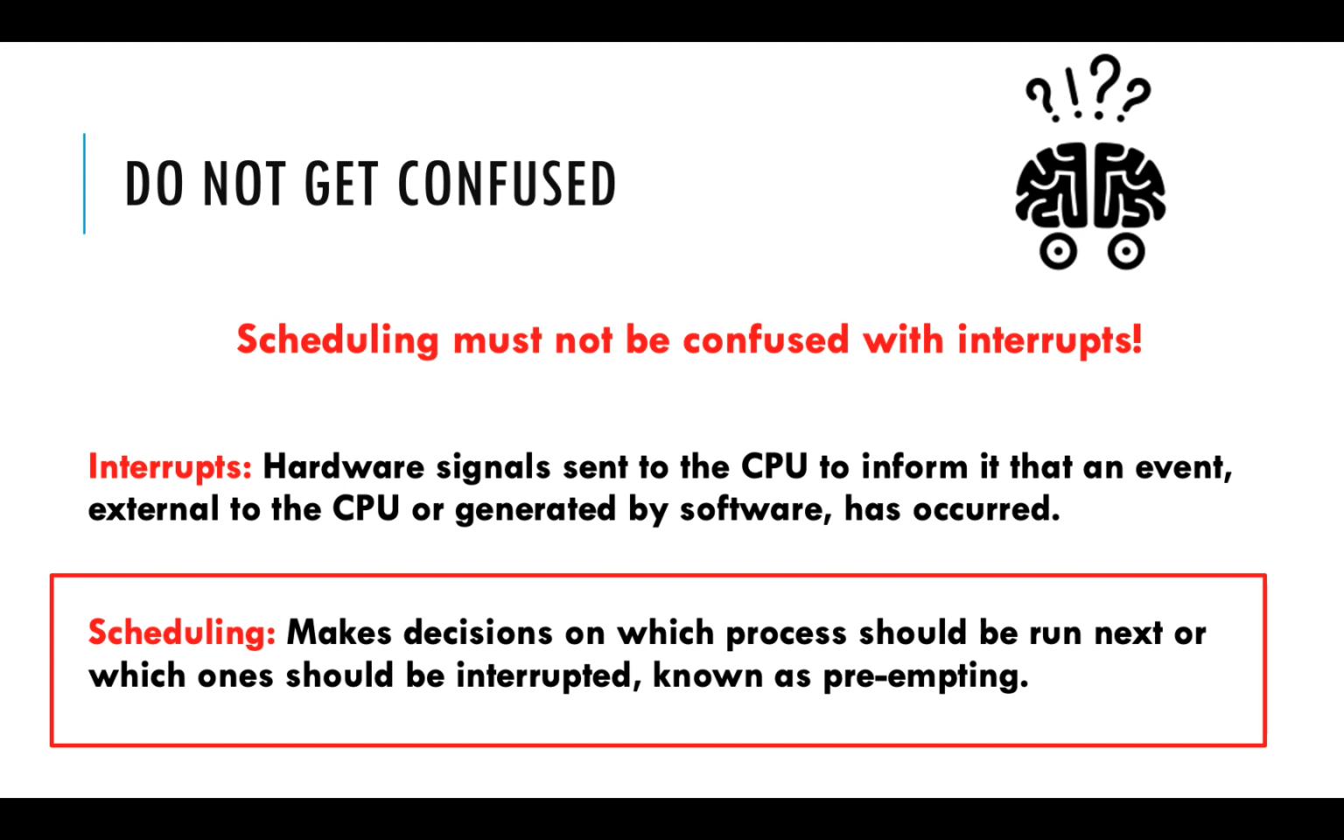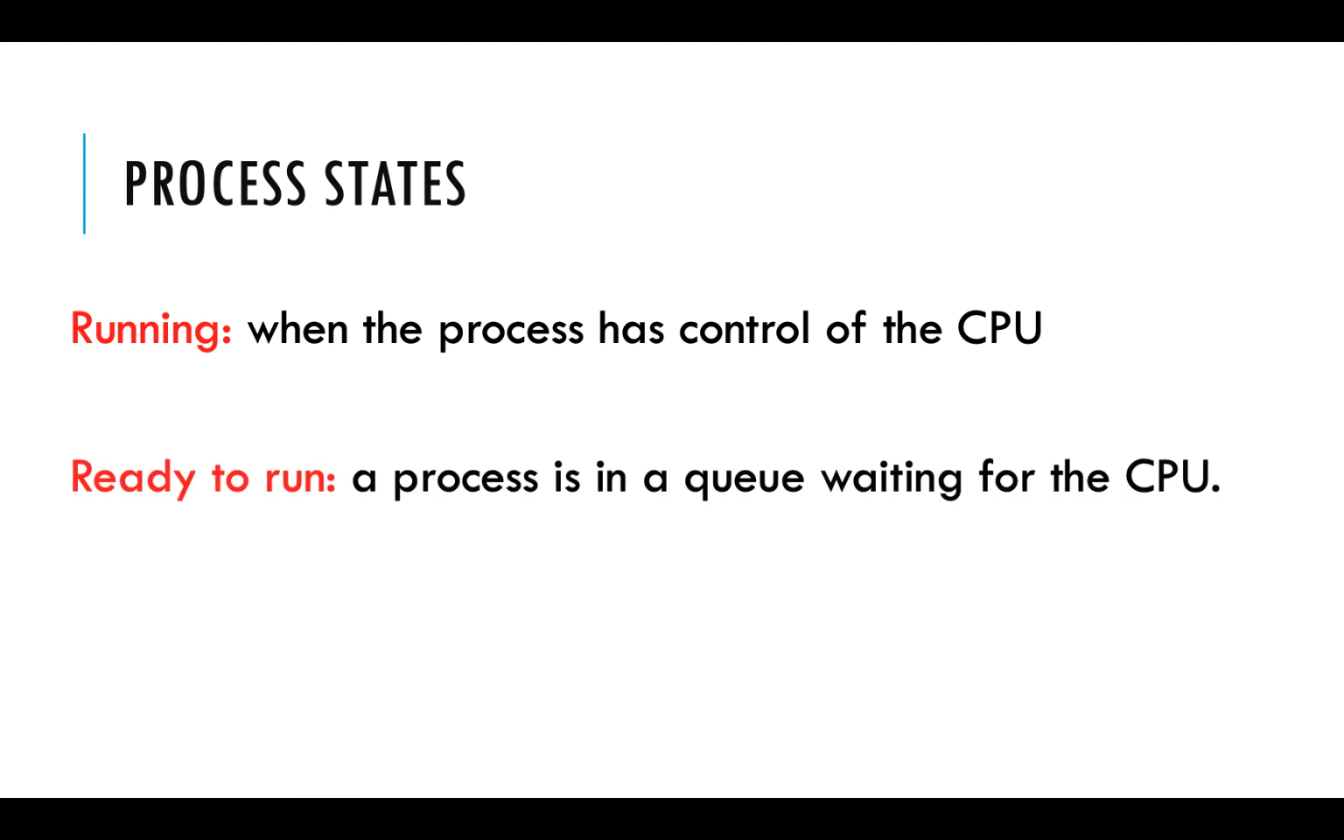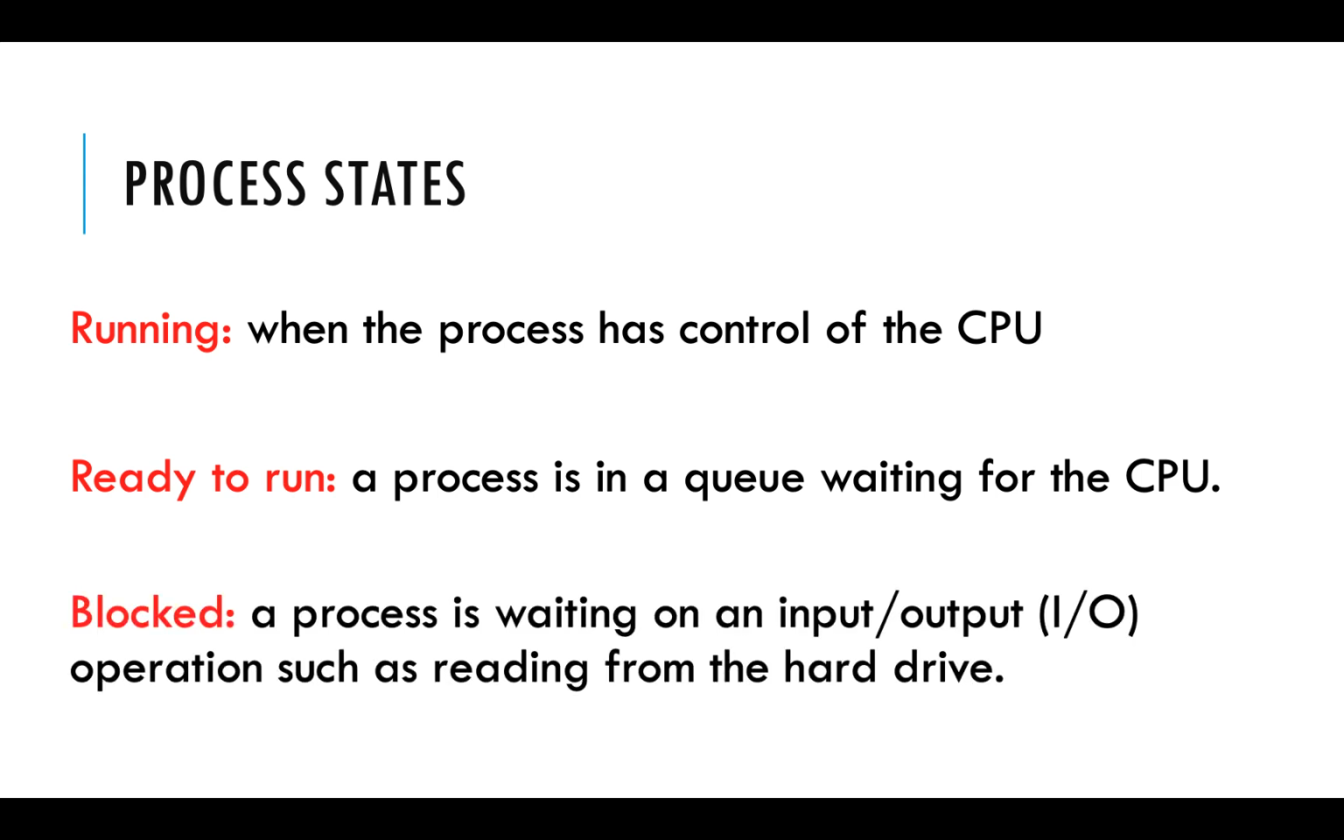So if we know what a scheduler is, we deal with a couple of different process states. The first one is running. When the process has control of the CPU, that is classed as the running process state. When we are ready to run, that means a process is in a queue and waiting for the CPU so that it can be put on and run. The blocked state is when a process is waiting on an input and output operation, such as reading from a hard drive or waiting for data from somewhere.